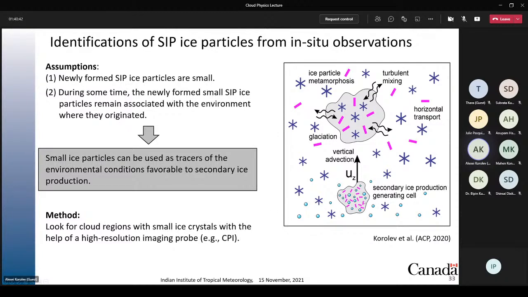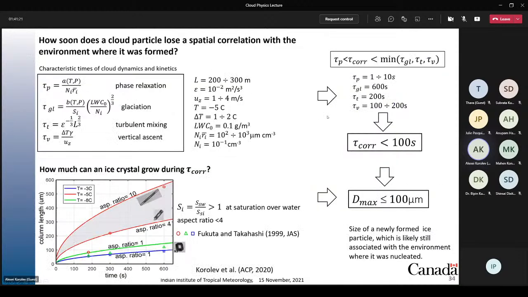So we are limiting the mechanisms which can be identified with this type of secondary ice production. This cartoon shows that at the beginning of secondary ice production, if they form on splinters, they are still associated with the environment of origin, but later on they can be diffused by turbulent mixing or turbulent transport, and they are not associated with the environment of origin. The temperature may be different, in mixed phase the droplets may evaporate due to the Wegener-Bergeron-Findeisen process, and many other processes may be involved.